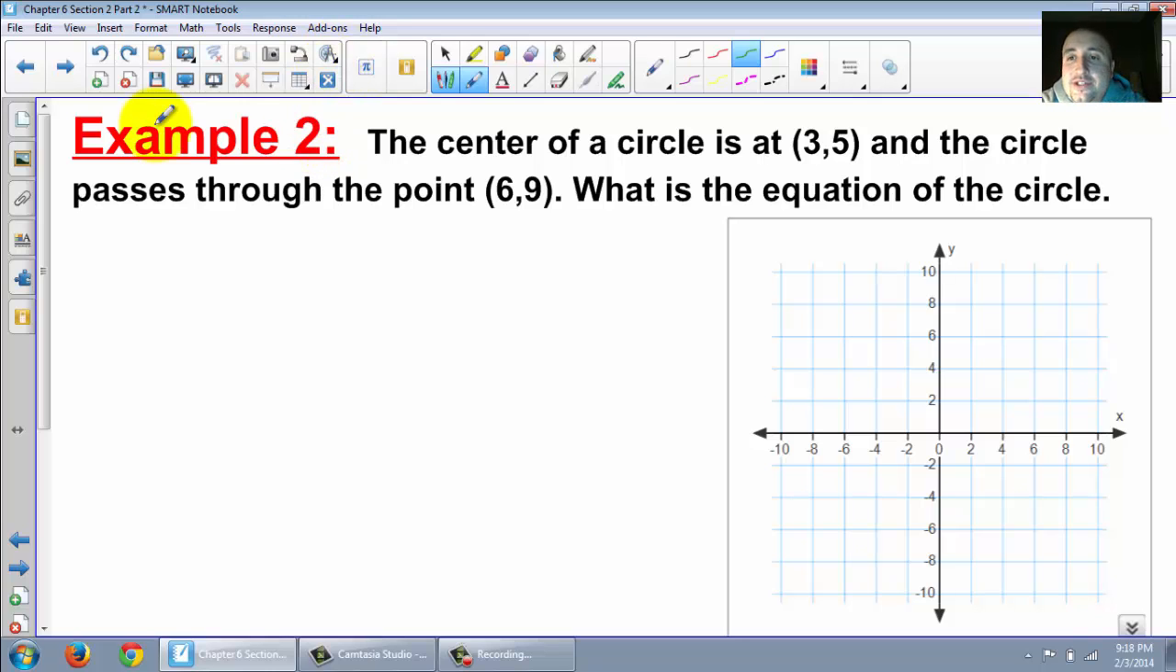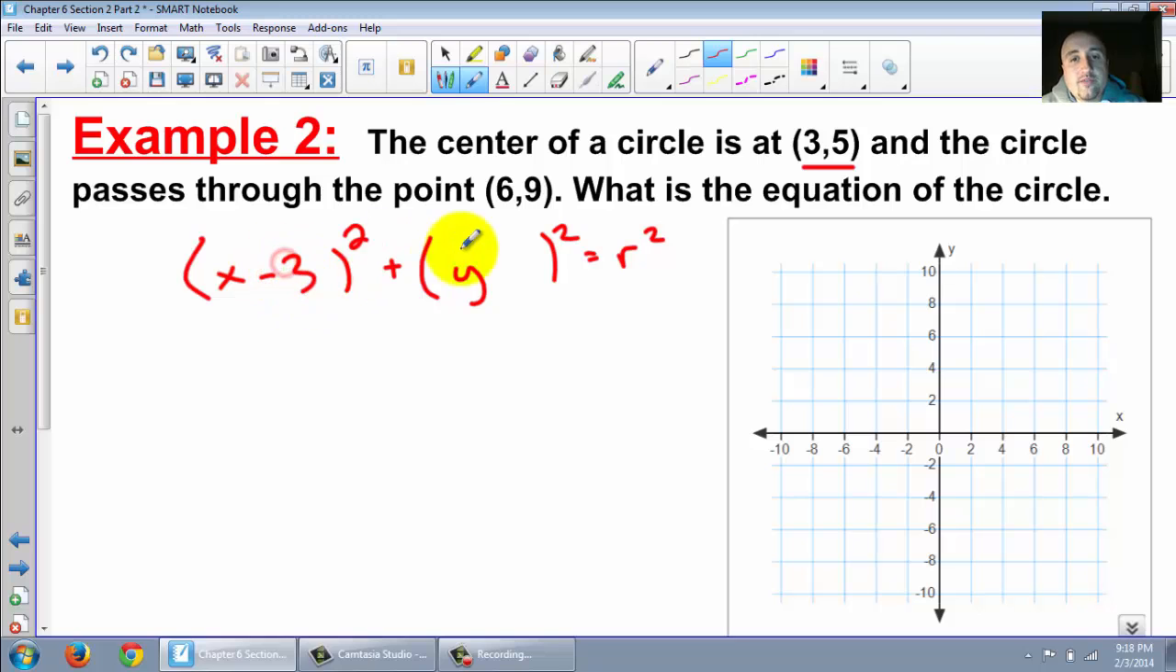It says the center of a circle is at (3, 5). So basically what they've already told you is they've already given you half of your answer, because we want to know the equation. So (x - _)² + (y - _)² = r². It's telling us that our center is at (3, 5). So our x value is 3, so I'm going to do x minus 3. And our y value is 5, so I'm going to do y minus 5.